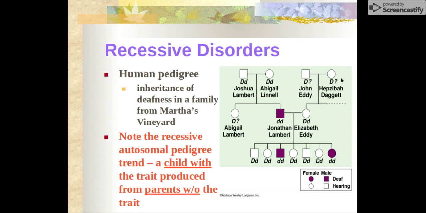These parents up here, it's important to note, we don't know what their second allele is because they had a normal daughter. One of them is going to be heterozygous because they did pass on that recessive allele, but we don't know which. So we've just got question marks there.